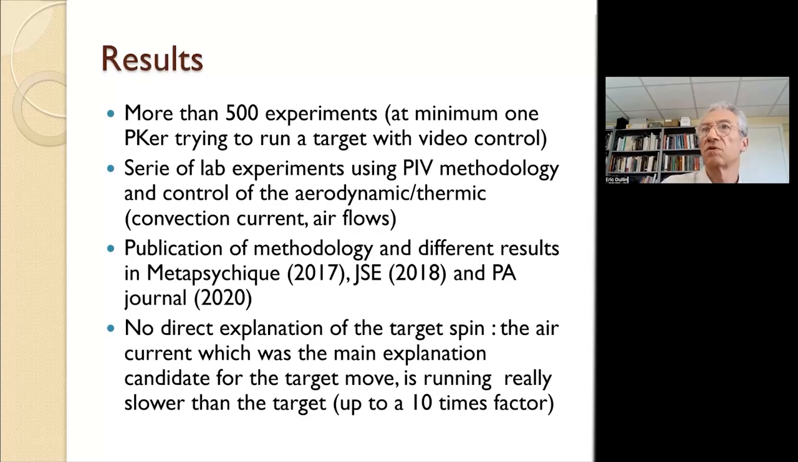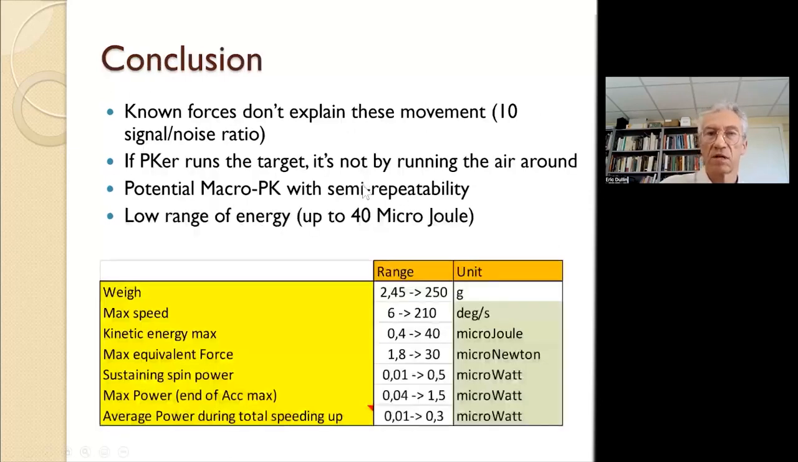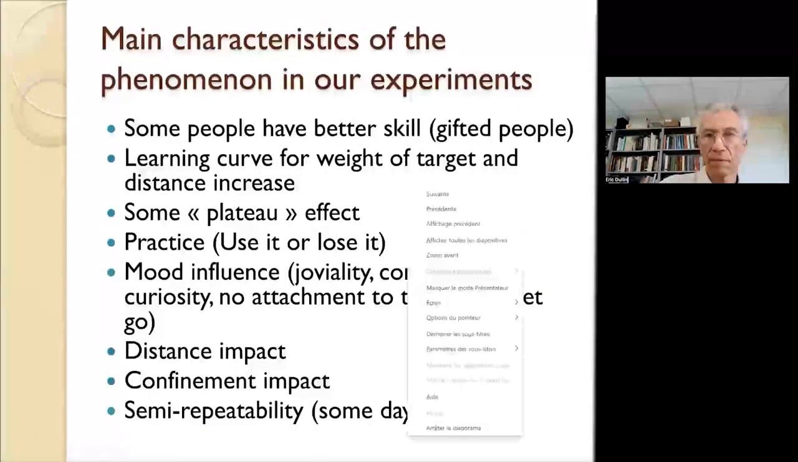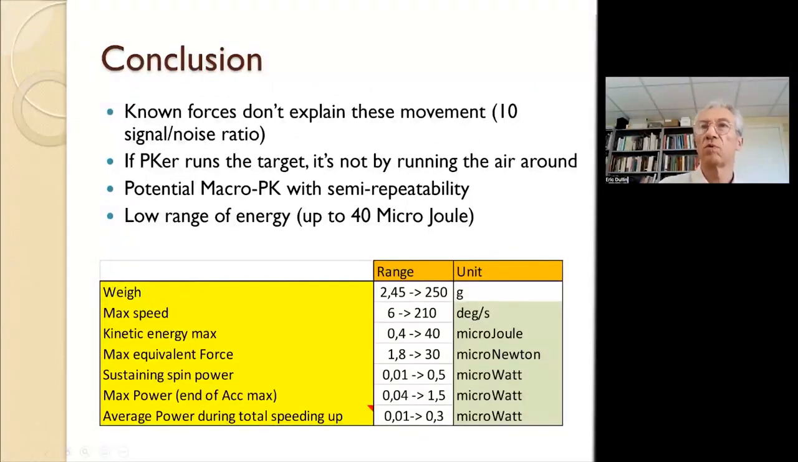The air current, which was the main explanation, can't be the cause, because there is a factor of 10 between the airflow and the target. The other interesting point is that some people, when we work on this, think that maybe the telekinesis practitioner was somehow moving the air and the air was moving the target. In fact, this experiment shows that it's not the air which is moving the target. So even if we accept a telekinesis hypothesis, he is not using the air to move the target. The target is moving directly.